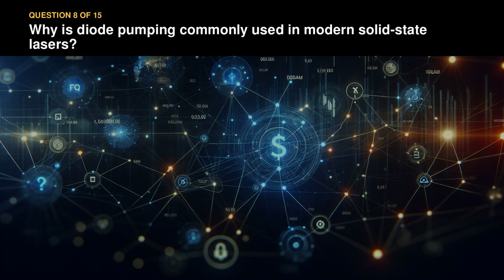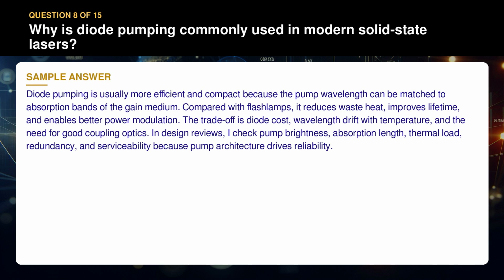Question 8. Why is diode pumping commonly used in modern solid-state lasers? Diode pumping is usually more efficient and compact because the pump wavelength can be matched to absorption bands of the gain medium. Compared with flash lamps, it reduces waste heat, improves lifetime, and enables better power modulation. The trade-off is diode cost, wavelength drift with temperature, and the need for good coupling optics. In design reviews, I check pump brightness, absorption length, thermal load, redundancy, and serviceability, because pump architecture drives reliability.